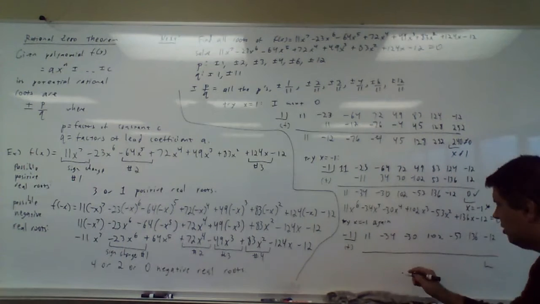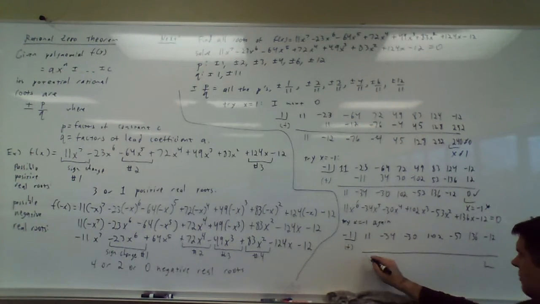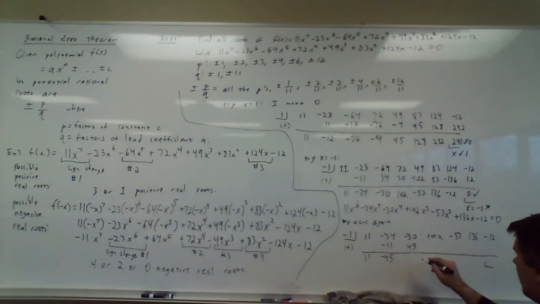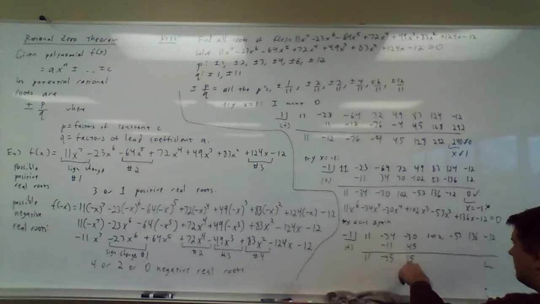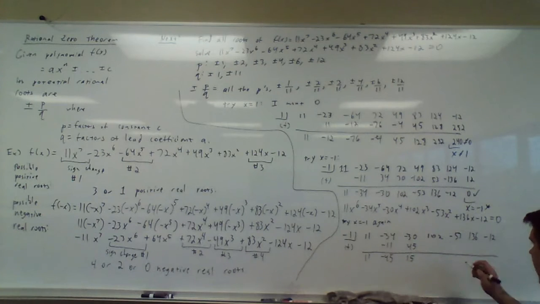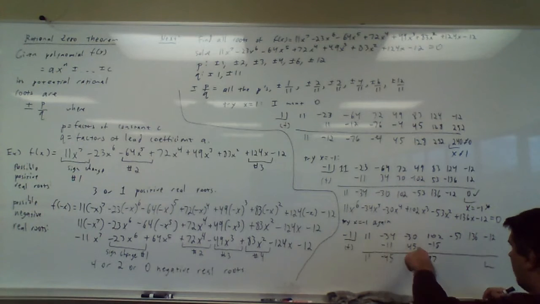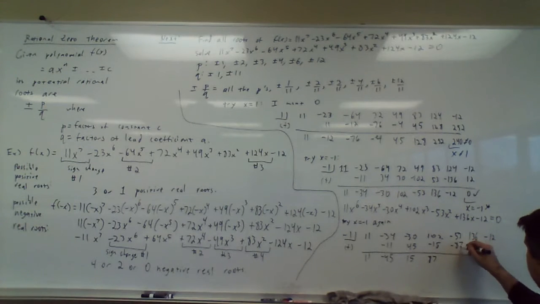All right, so I'll bring down this 11. Negative 1 times 11 is negative 11. That's negative 45. Negative 1 times negative 45 is positive 45. That's 15. Negative 1 times 15 is negative 15. That is 87. Negative 1 times 87 is negative 87.